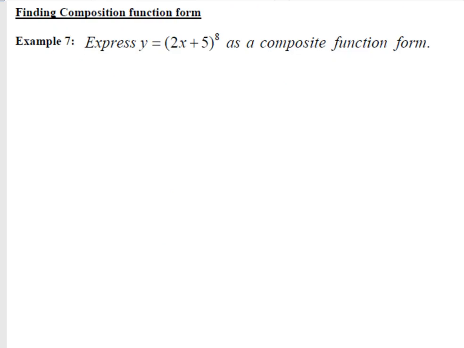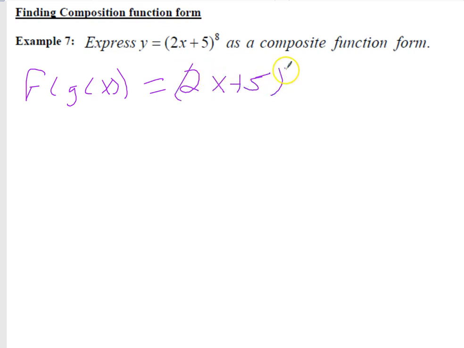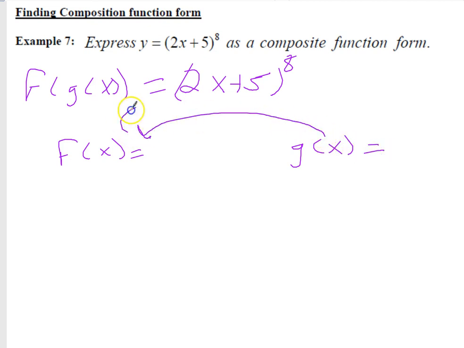In this next example, we are going to work backwards. Essentially, we know what f of g equals, which is going to be (2x plus 5) to the 8th power. So what we are trying to do is figure out what is our f function and what is our g function, that when we plug g into f, we get this as our final answer. And again, there can be multiple answers here, so you could have something different than your partner, and that's okay.